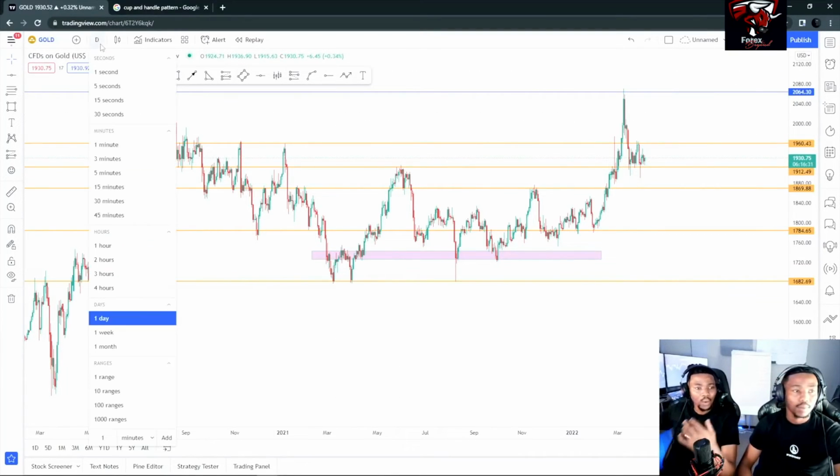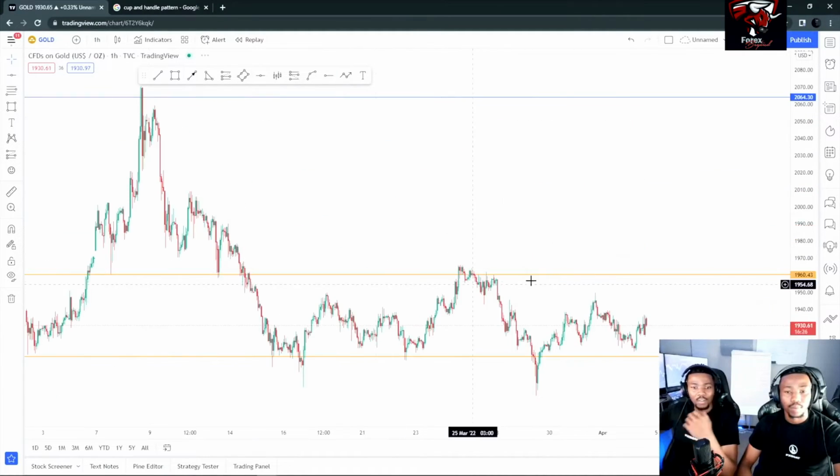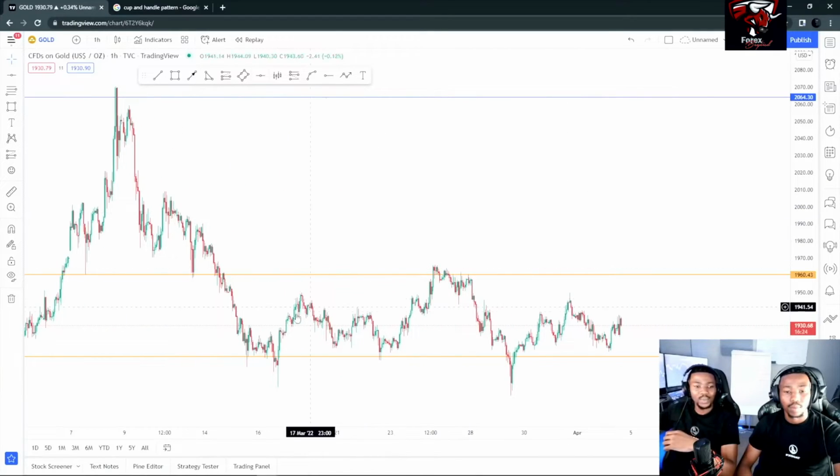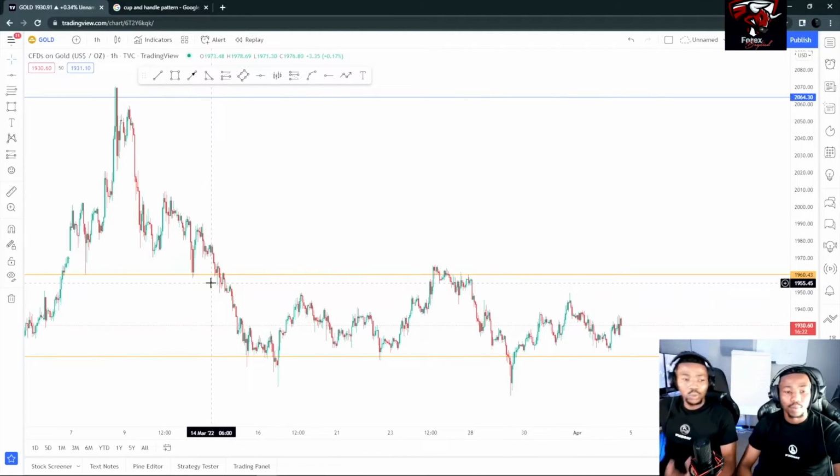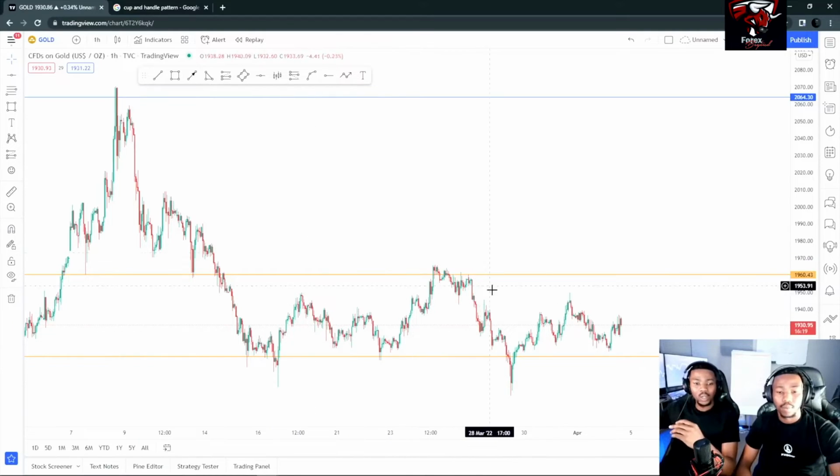So from there, I want to move to a smaller time frame and be able to see if there's anything I can take from this trade. You can see here, guys, this is what we talked about before. The market is currently in a consolidation.